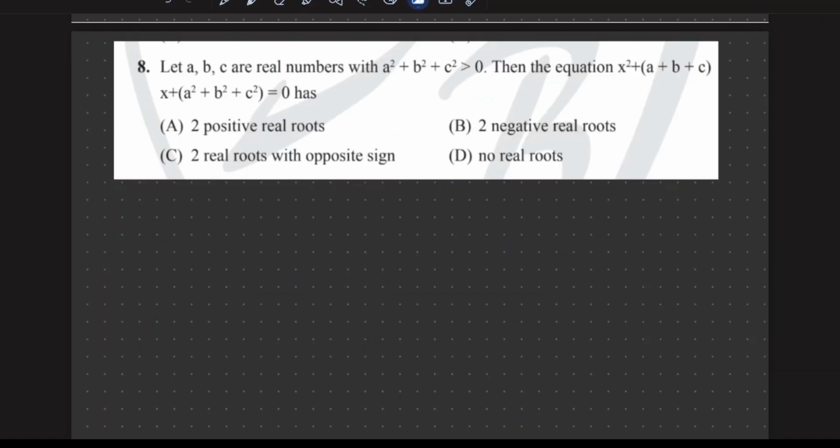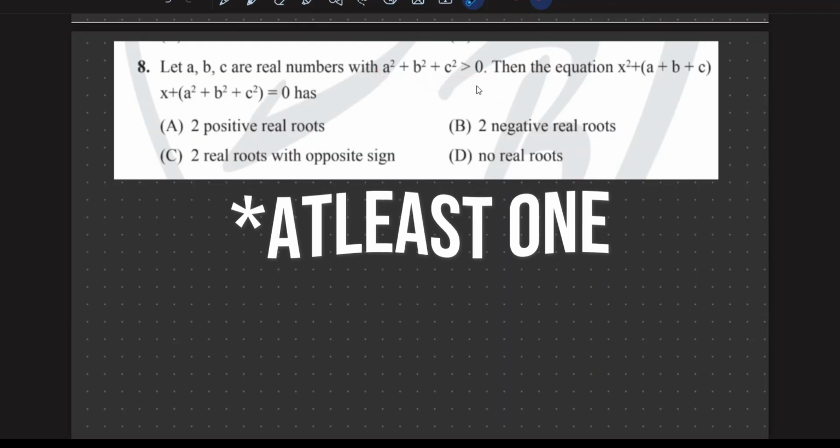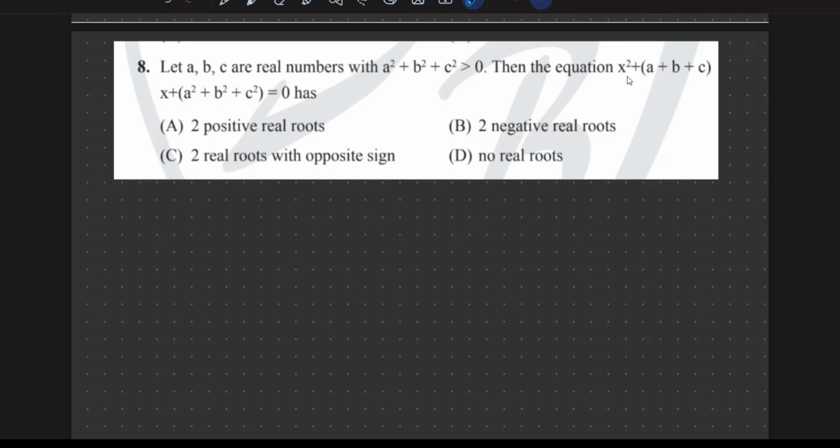So here we have an easy question. Let us read and do it quickly, because yeah, it is easy, alright. So we have been given that a square plus b square plus c square is greater than 0. So this implies that any one of a, b, c is non-zero, okay. And we have our quadratic equation. We need to comment on the nature of its roots.